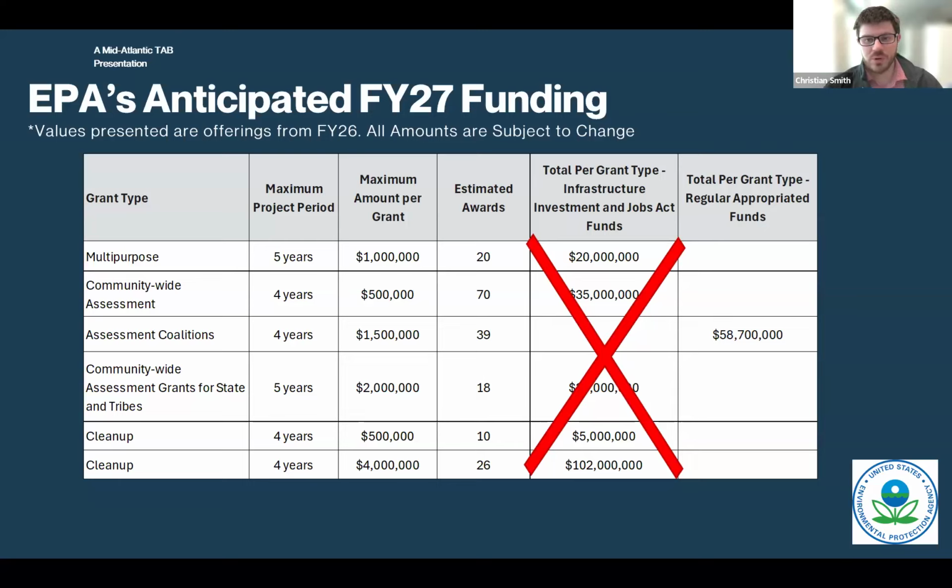And we don't know exactly, but we're expecting that our regular appropriations is going to be around $60 million, as you can see in that last column. And that'll be split up between not just the assessment coalitions, but between your community-wide, the coalitions, the cleanup grants. Special note, multi-purpose are offered every other year. They flip-flop with our revolving loan fund. So in fiscal year 27, we're going to offer the RLF grant instead of the multi-purpose. And again, all these figures are subject to change. We put out an estimate of how many awards we think we can make and the max dollar amount that we can award.